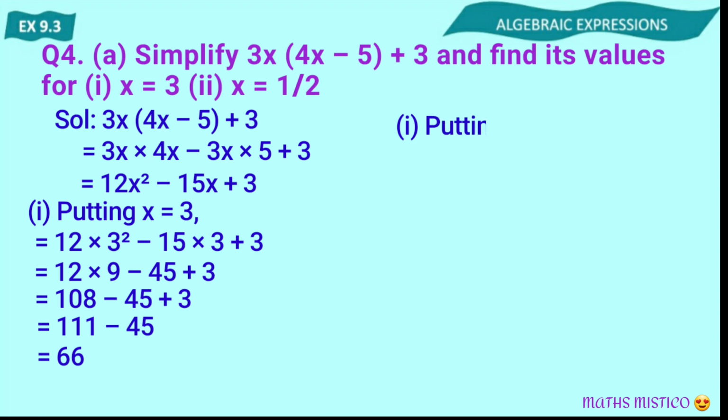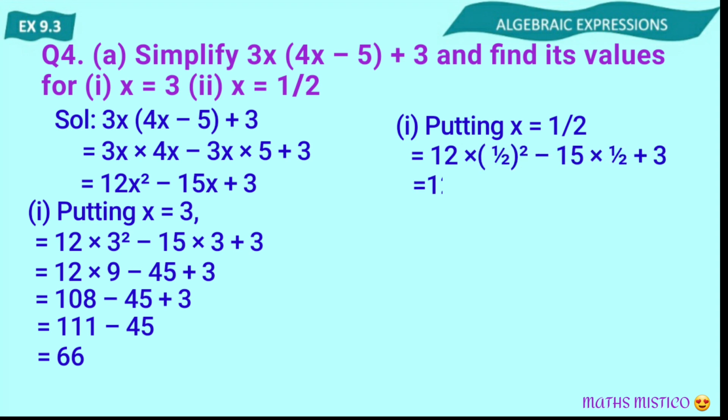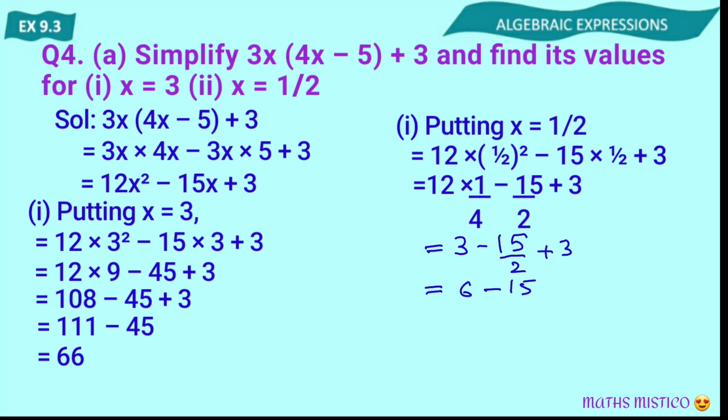Similarly, for the second part, replace x by 1 upon 2 everywhere. So we get 12 into 1 upon 2 whole square minus 15 into 1 upon 2 plus 3. On simplifying this, we get 3 minus 15 upon 2 plus 3. As one of the terms is a fraction, we have to take LCM to solve further. And so we have 12 minus 15 upon 2 or minus 3 upon 2.